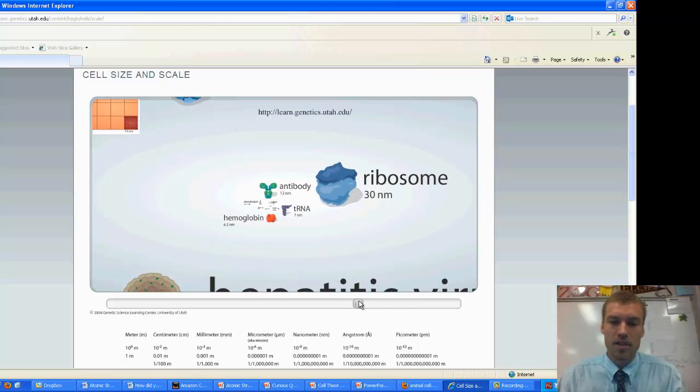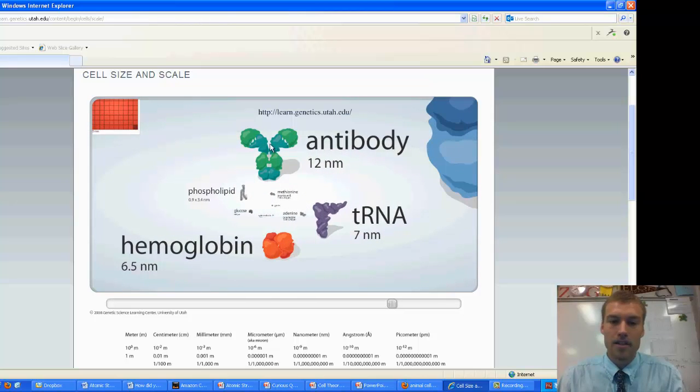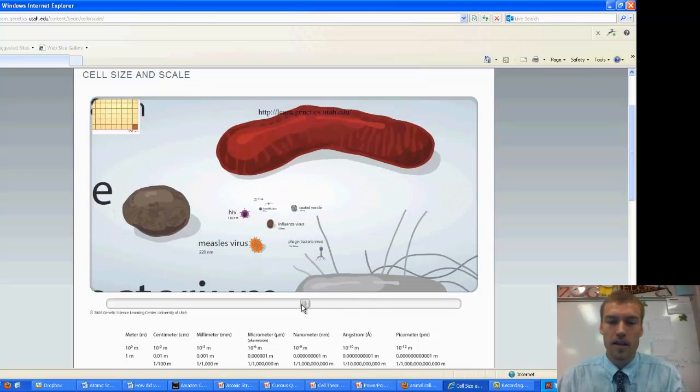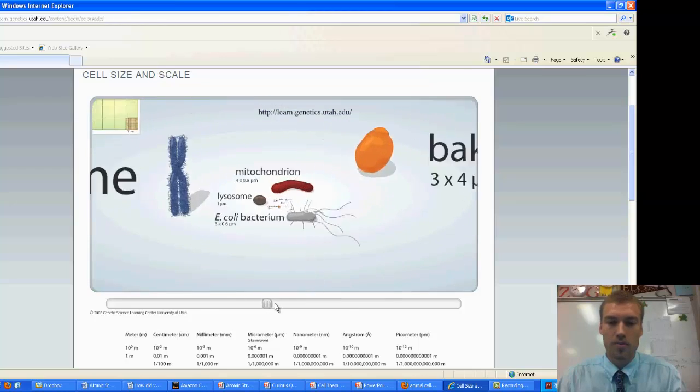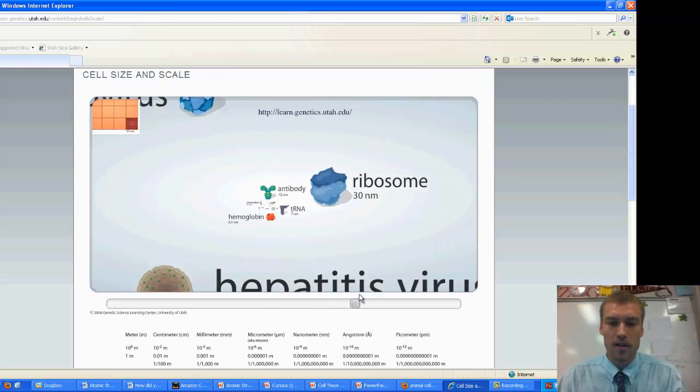There's a ribosome. All right, here's an antibody. We're now getting down into the nanometers. Some tRNA. We'll learn about that later on. Hemoglobin. All right, so there's your hemoglobin, and then we zoom back out. There's our red blood cells, so very, very small.